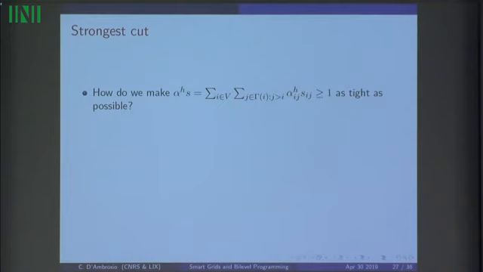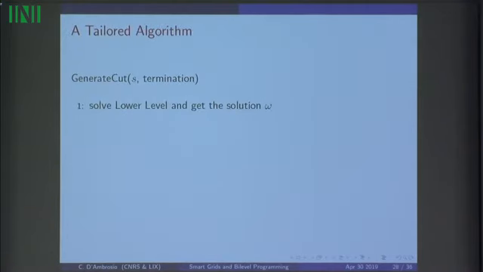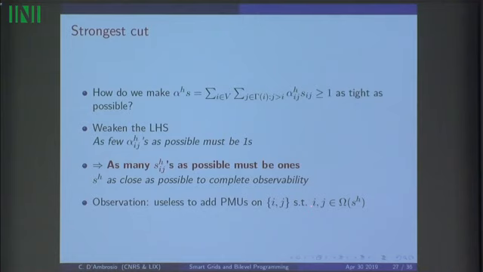So we can have a better cut by saying that the observation is like this. It is useless to add a PMU on an edge ij if i and j are both already observed, because it won't change anything. And so what we will do is to devise a cut like this one, where the alphas are equal to 1 only if either i or j is not observed.